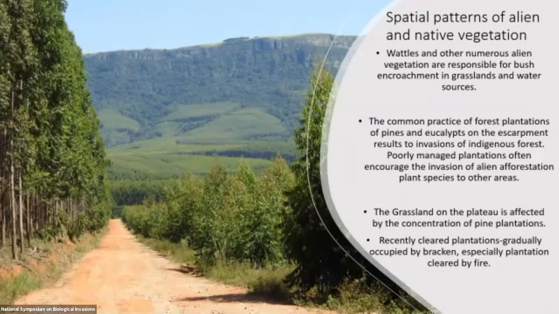From the map we just saw, we derived that there are special spatial patterns of alien and native vegetation. Firstly, with wattles, we realized that they are responsible for most of the bush encroachment in grasslands and water sources. We also noticed the common practice of forest plantations of pines and eucalypts on the escarpments, which often results in invasions of our indigenous forest. Unfortunately, poorly managed plantations often encourage invasions of alien plant species to the rest of the areas. The grasslands are usually found on the plateau, which are often affected by the concentration of pine plantations too. We also have our recently cleared plantation class, which, if it's cleared by fire, often becomes a breeding ground for bracken.